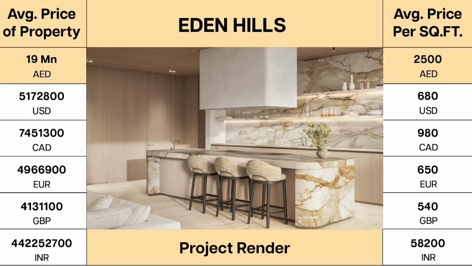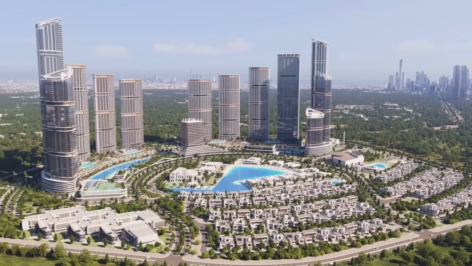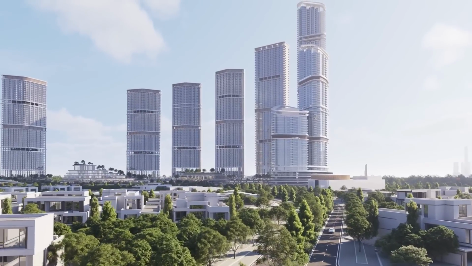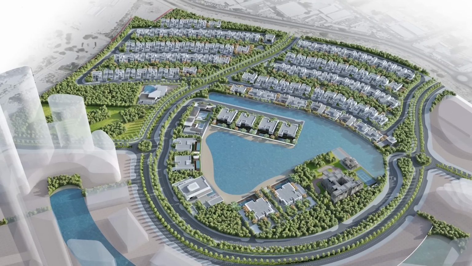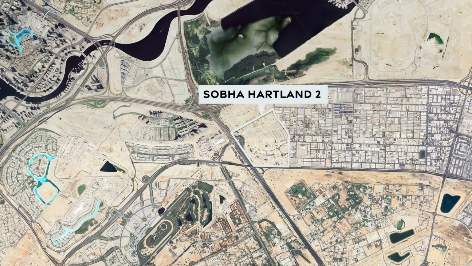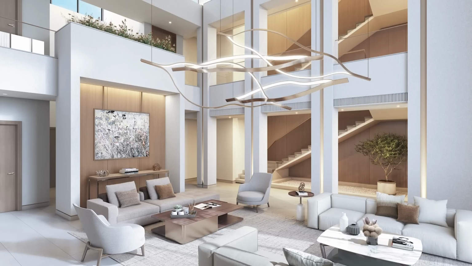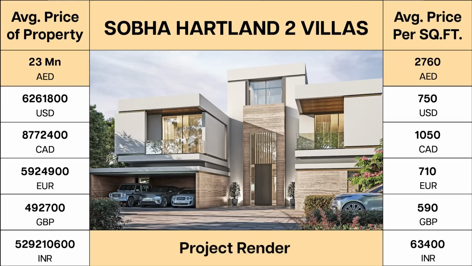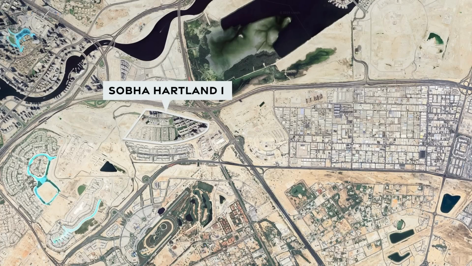In Sobha Hartland too, there are some villas and huge mansions coming next to the palace of Sobha's chairman, and a few of them are lagoon facing. Because of its proximity to downtown and given Sobha's finest quality delivered, the prices for these villas are on the higher end. The average price per square foot is almost 2,760 and the average price for a villa is 23 million. What comes next in pricing is Sobha Hartland 1 villas.